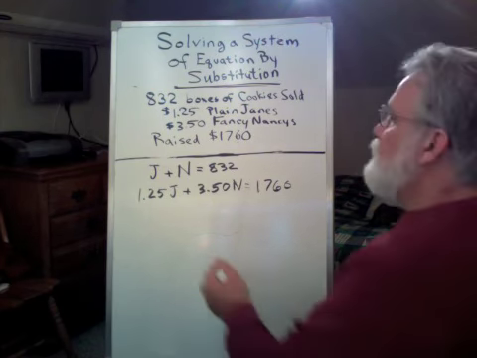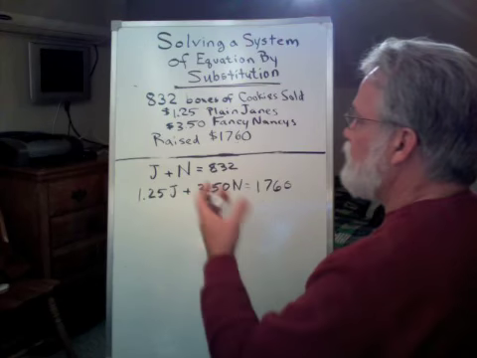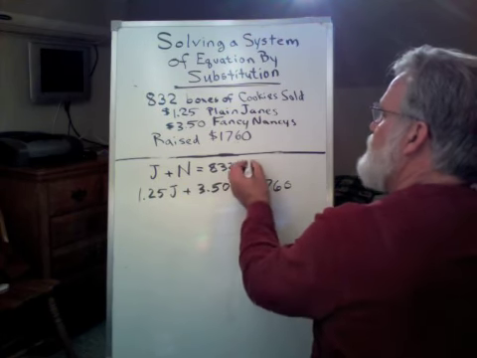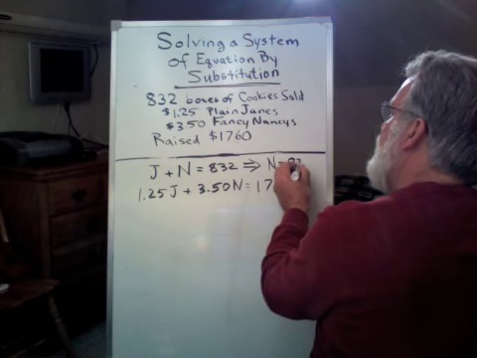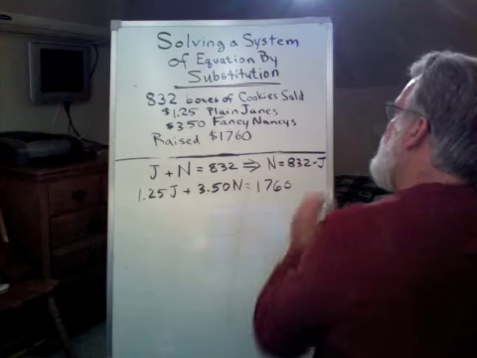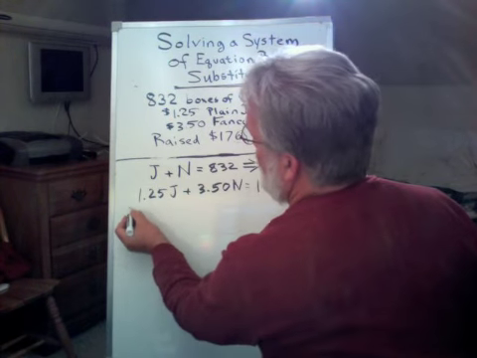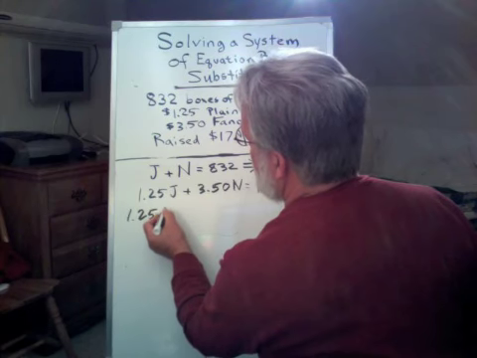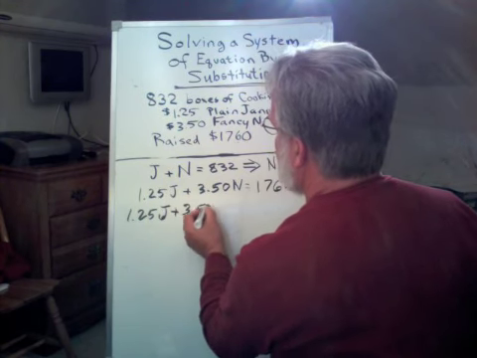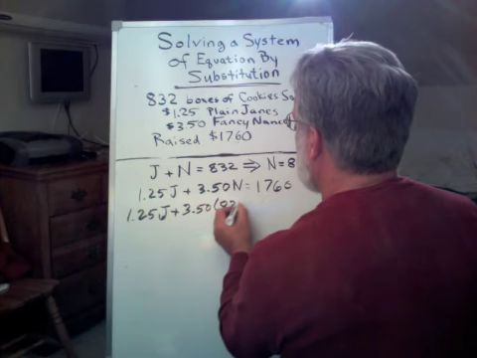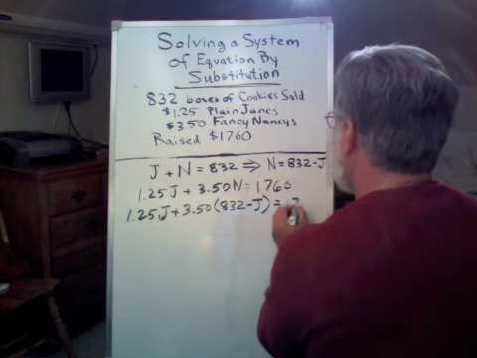All right. So the first thing I'm going to do is solve for either N or J. It doesn't matter. I'm going to pick to solve for J here. So this means that N equals 832 minus J. Well, how about that? I wound up solving for N, not J. Doesn't matter. So now I have 1.25J plus 3.50 times (832 minus J), and that equals 1,760.